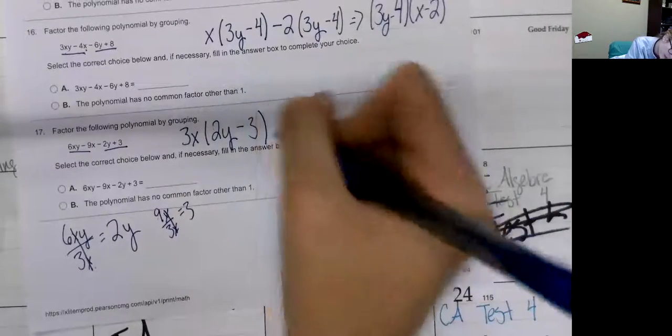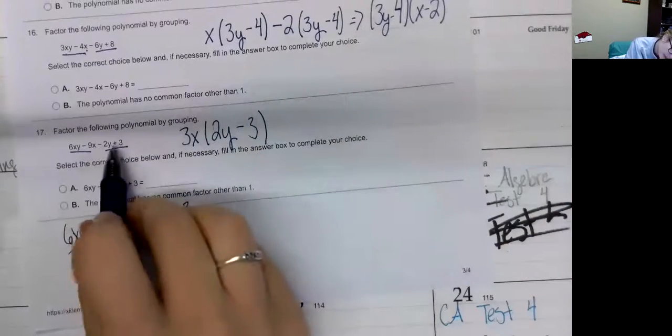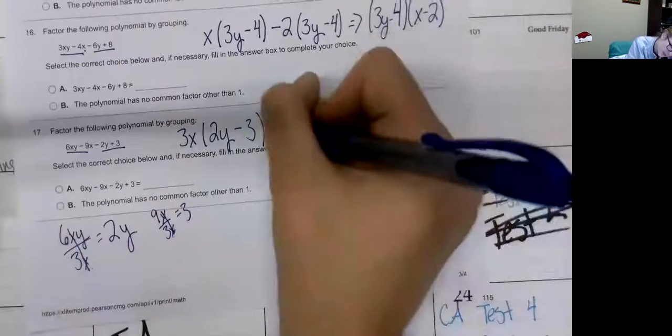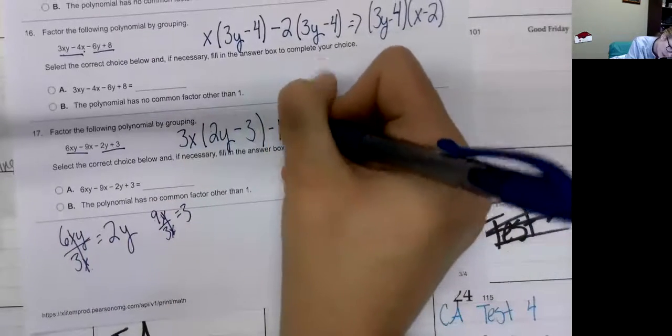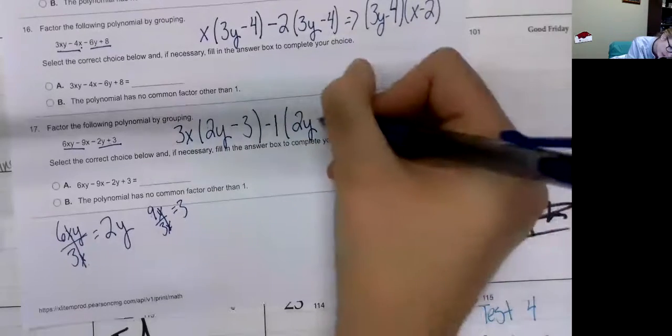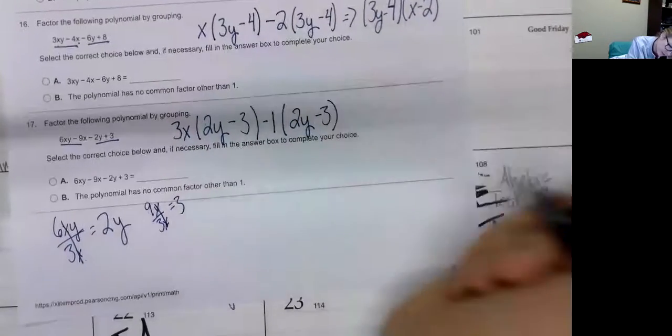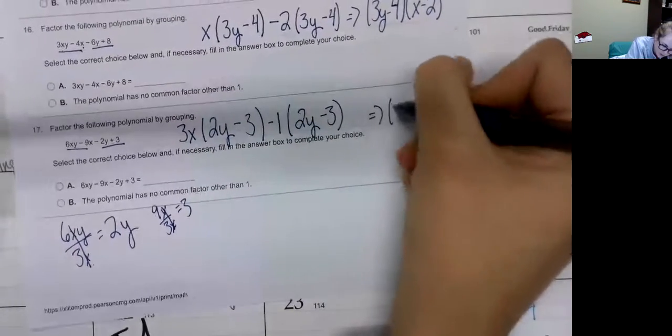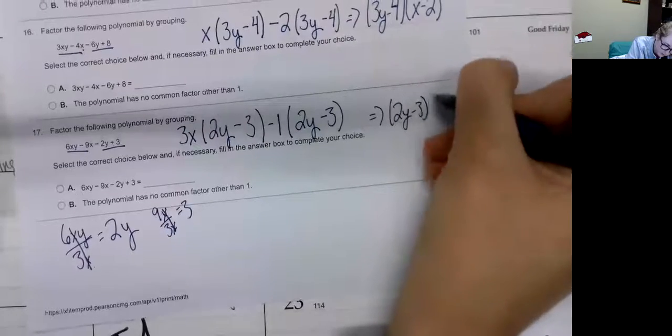Right here, they're close, but they have that different sign. So I'm going to factor out a -1, and then a negative divided by a negative is a positive, and a positive divided by a negative is a negative. And I'm going to factor out my grouping, so 2Y subtract 3.